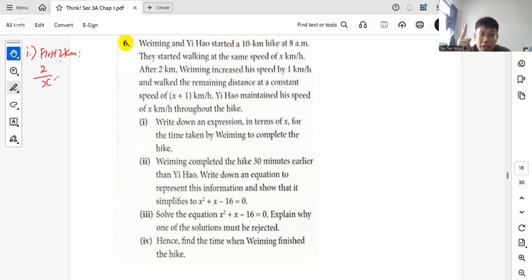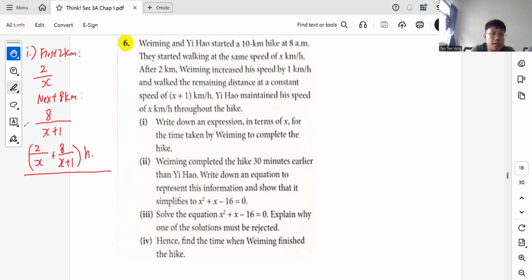Then after that, he has 8 km left. So for the next 8 km, what is the timing? 8 distance divided by speed. For the 8 km, his speed is x plus 1. So this is the time taken for the next 8 km. What is the total time taken by Wei Ming to complete the hike? You just add up these two. So it's 2 over x plus 8 over x plus 1, and this is in terms of hours. So that's for part 1.